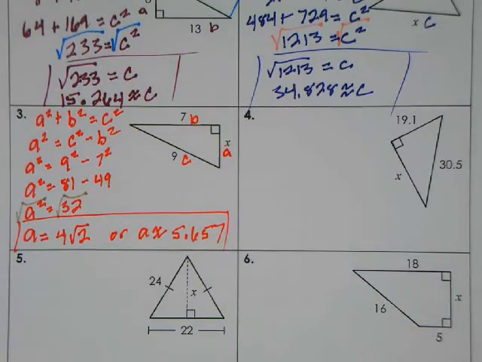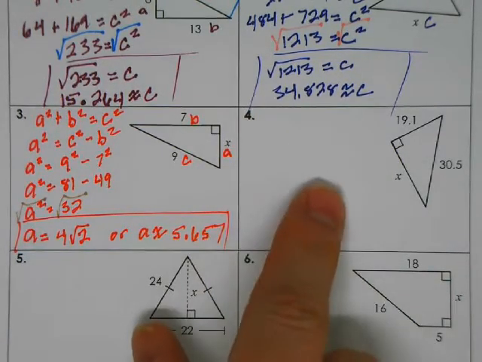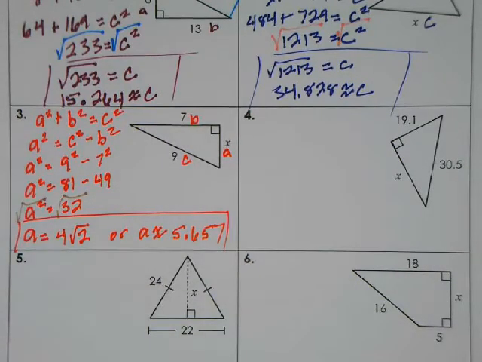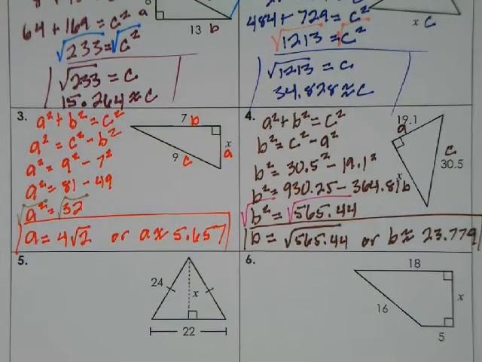Same thing, I want you to go ahead and pause the video and try to work out example number 4 and see what you wind up getting for the length of the missing side. And when you're done, go ahead and hit play. So how did we do on this one here?